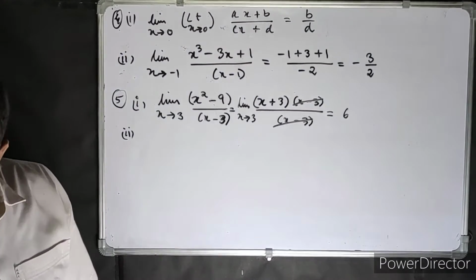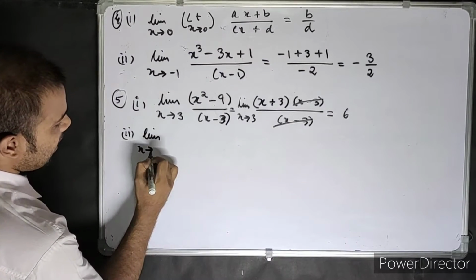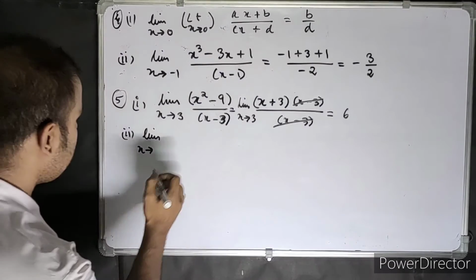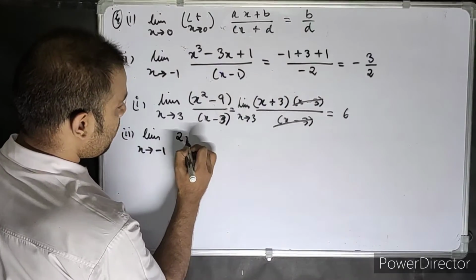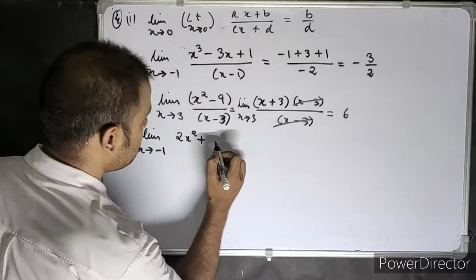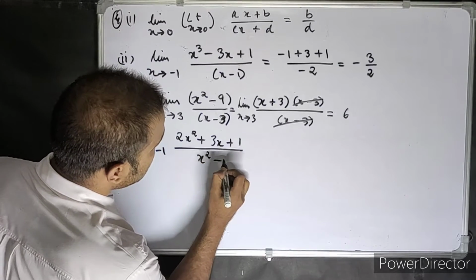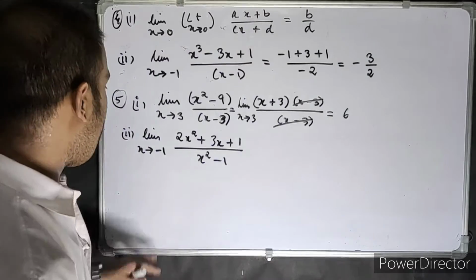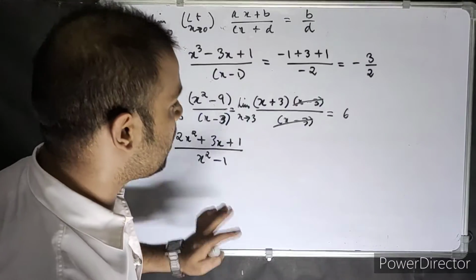Part 2. Let's go on to part 2. Part 2 is another nice one. Limit x tends to minus 1, (2x squared plus 3x plus 1) whole thing divided by x square minus 1. Right? Now see, if you put the value minus 1 over here, it's going to get squared, it's going to become plus 1, and you're going to get a 0.